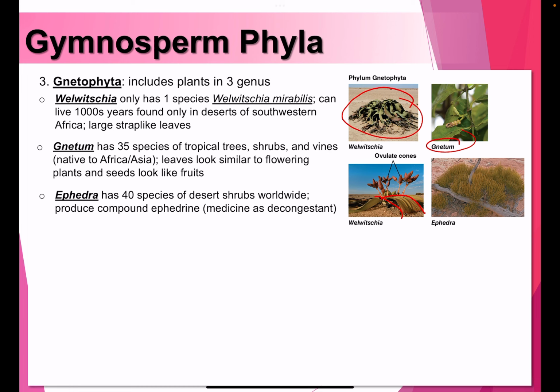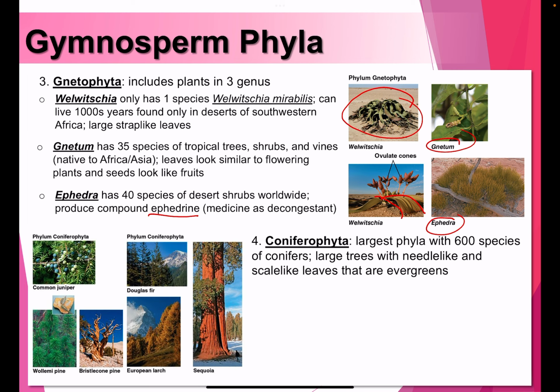Ephedra, which is right here, has 40 species of desert shrubs worldwide, and they produce a very interesting compound called ephedrine, which is used in medicine as a decongestant. So we'll talk at the end of the chapter about how a lot of the plants out there nowadays, we actually gather chemical compounds from them to make derivatives of prescription drugs for treating a whole series of diseases. So plants are really important in that way too. They're good for making medicines.